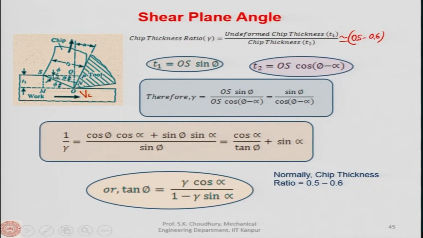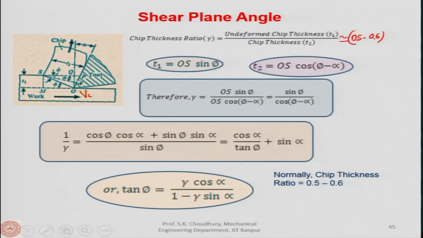Therefore, between SP and SN, the angle will also be the rake angle. Between SO and the direction of the cutting velocity vector is the shear plane angle. This angle will also be the shear plane angle, because this line and this line are parallel lines. From this triangle you can see that T1 is equal to OS sin phi.